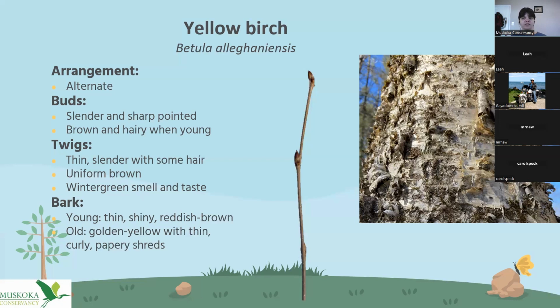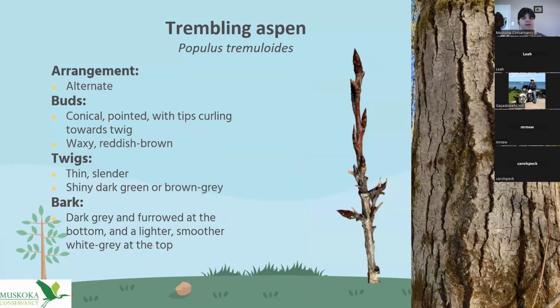For the bark, of course, it has quite recognizable bark as it gets older with age, but it does start out as a thin, shiny reddish brown color. And as it gets older, it gets those nice golden yellow, thin, curly, papery strips that start to come off, which are pictured here. Yellow birch.